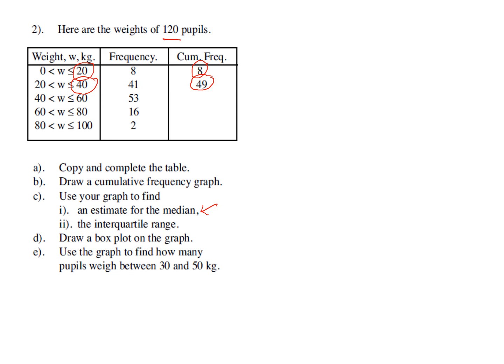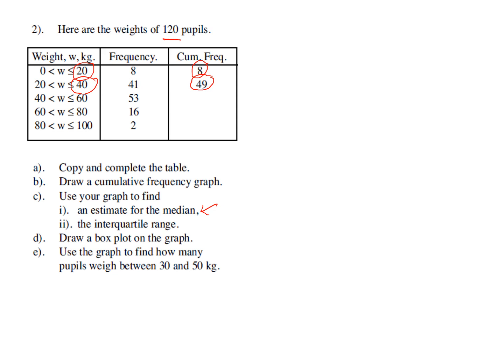So remember, the lower quartile is a quarter of the way up the data. So if there's 120, what's a quarter of the way up there? And the upper quartile is 3/4 of the way up. And then that will enable you to calculate the interquartile range. Okay. And then once you've got that, I want you to draw a box plot.